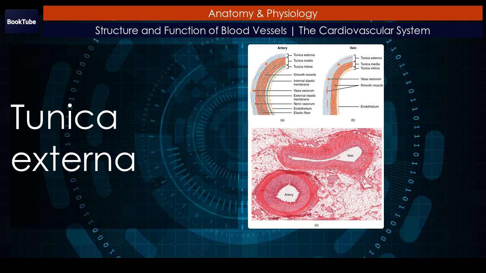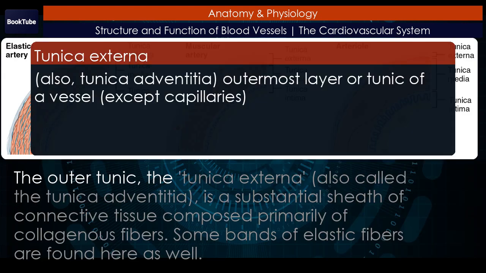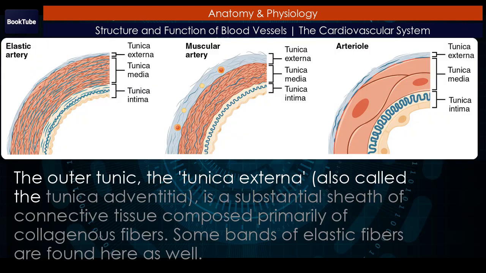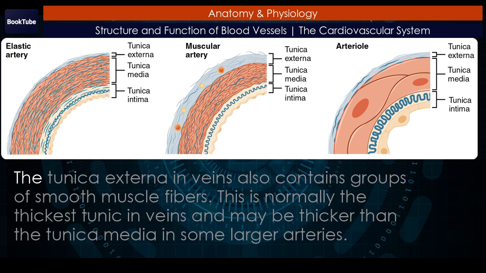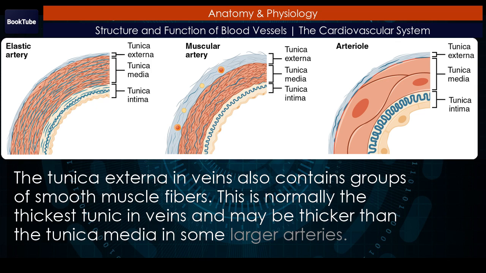Tunica externa, the outer tunic. The tunica externa, also called the tunica adventitia, is a substantial sheath of connective tissue composed primarily of collagenous fibers. Some bands of elastic fibers are found here as well. The tunica externa in veins also contains groups of smooth muscle fibers. This is normally the thickest tunic in veins and may be thicker than the tunica media in some larger arteries.